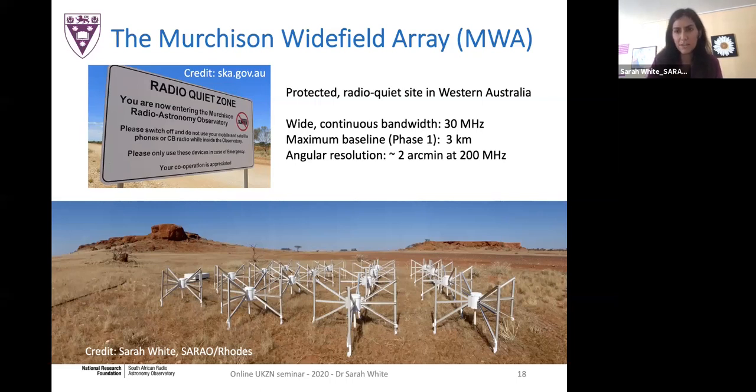Now that's not great resolution, I know, but the key strength of the Murchison Widefield Array is its excellent spectral coverage. This again comes down to it being in this radio quiet zone where we have very little radio frequency interference, and therefore excellent spectral coverage for doing our science.